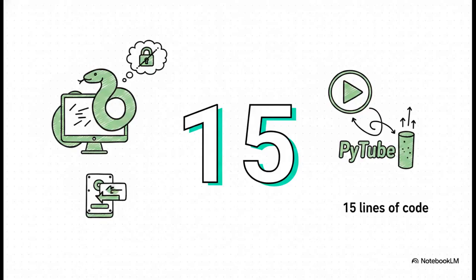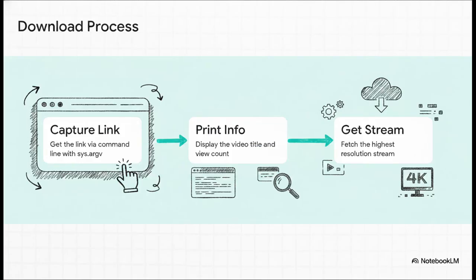It takes exactly 15 lines of custom Python code. Just 15. We do this by utilizing a fantastic little library called PyTube. With just a handful of lines, you can completely bypass the paywalls and save the content directly to your hard drive. The logic going on here is beautifully streamlined.